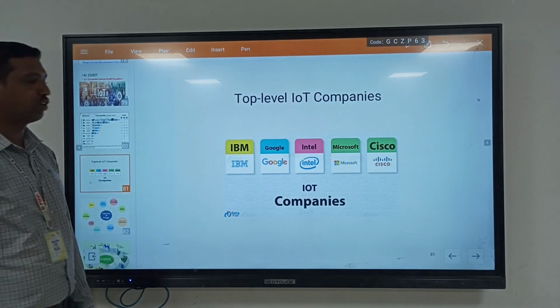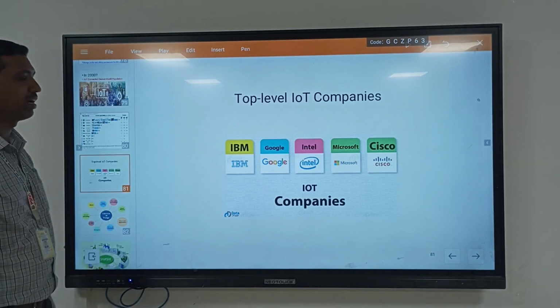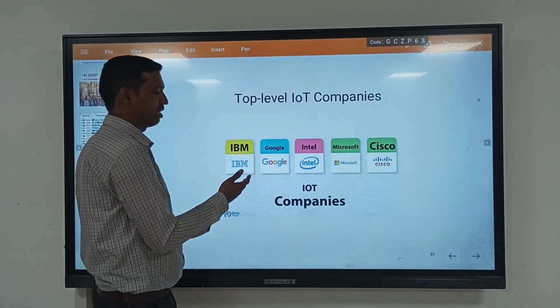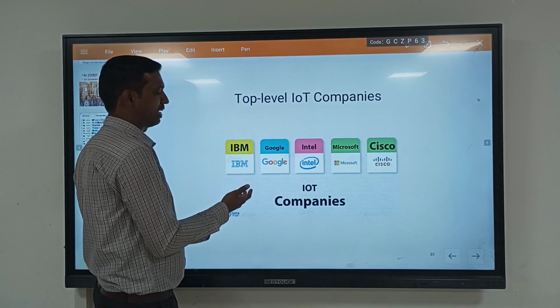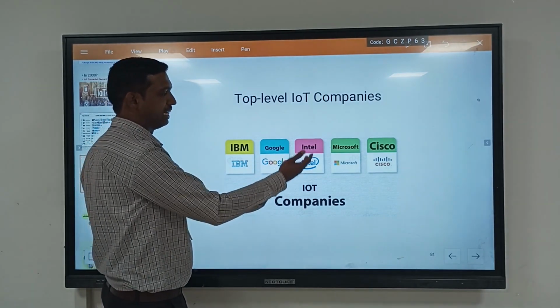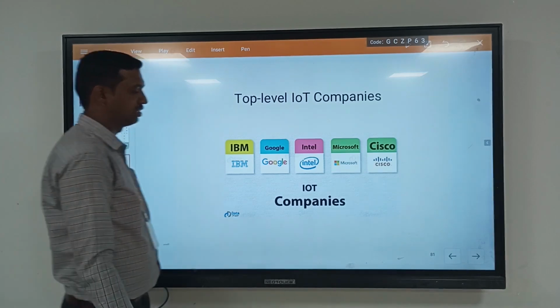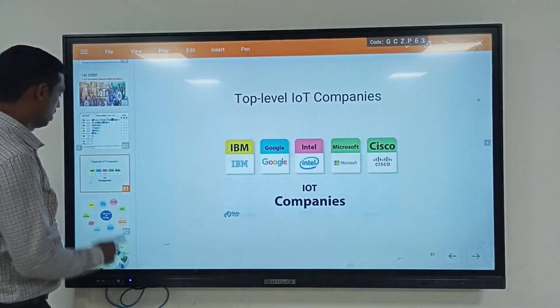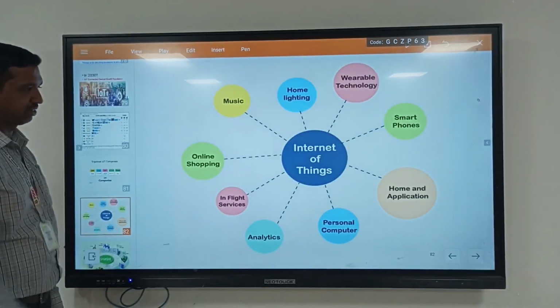So which companies use this technology, or what are the topmost companies in IoT? The first one is IBM. They are developing IoT products. Then Google, then Intel, Microsoft and Cisco. These are all the top-level IoT companies focusing on IoT projects.